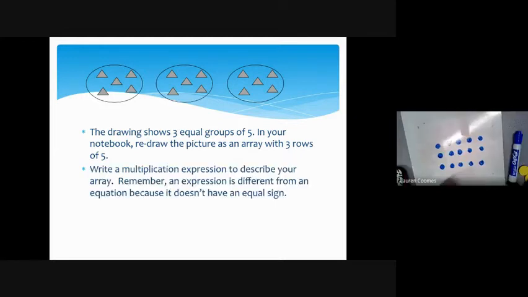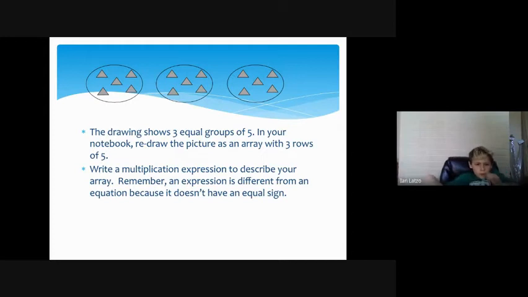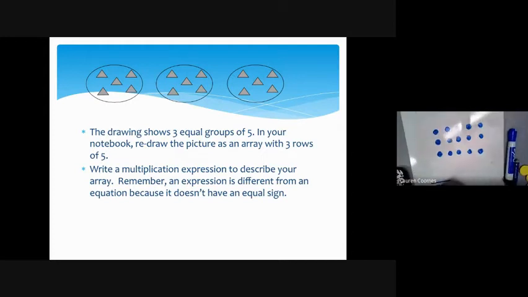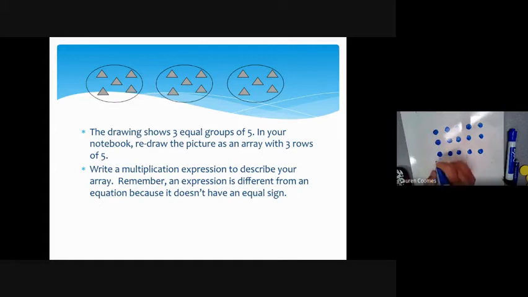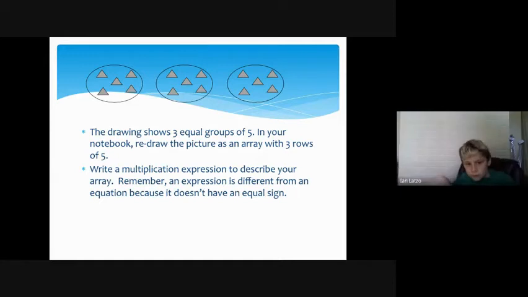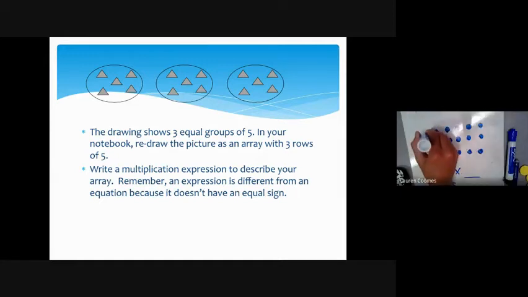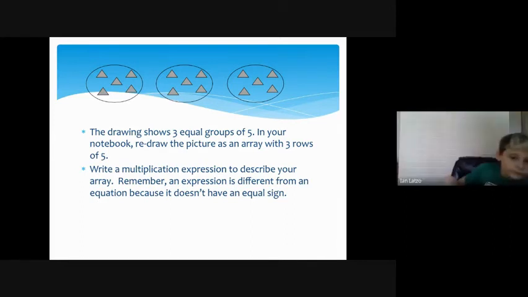So what's my multiplication sentence? My first number is the number of rows. 5 times 3. Nope. My first number is the number of rows. How many rows do I have, Ian? These 3 are rows. Yep, I have 3 rows. So that's 3. 3 times 5.